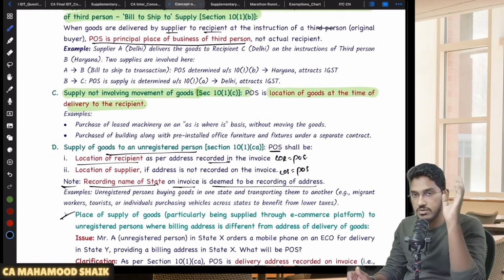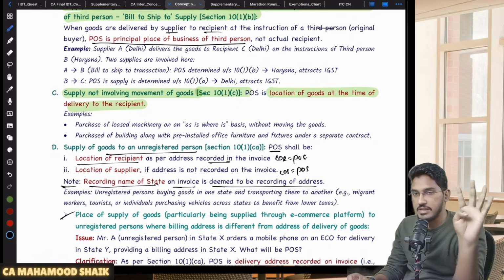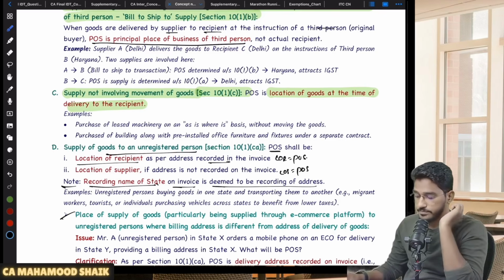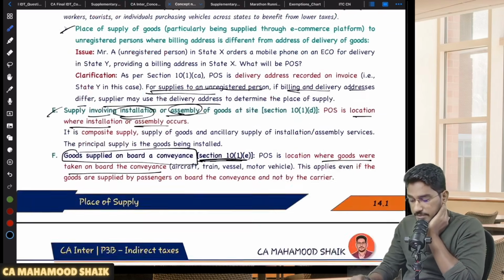So in total, they have told six clauses. 10 subsection 1 clause A, supply involving movement. Clause B, bill to ship to transaction. Clause C, supply of goods does not involve movement. Clause CA, if the recipient is an unregistered person. Clause D, if the goods require assembly or installation at site. Clause E, where the goods are supplied on board a conveyance. So this is what we have regarding section number 10.